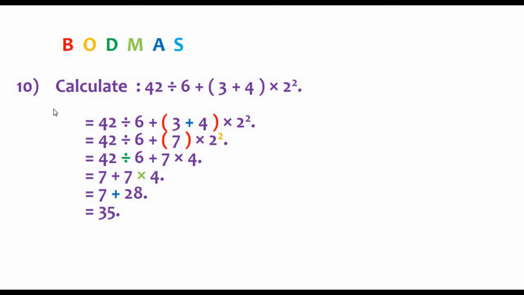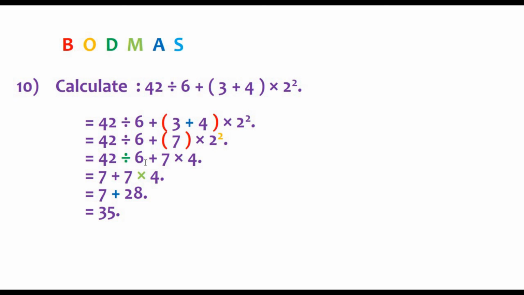Here we are now with the 10th problem, which says calculate 42 divided by 6 plus (3 plus 4) multiplied by 2 squared. According to BODMAS, we need to sort the parentheses first, as you may know. Now 3 plus 4 becomes 7. And secondly, we have a power here which needs to be sorted. That means 2 to the power 2, which means 2 multiplied by 2 makes 4.